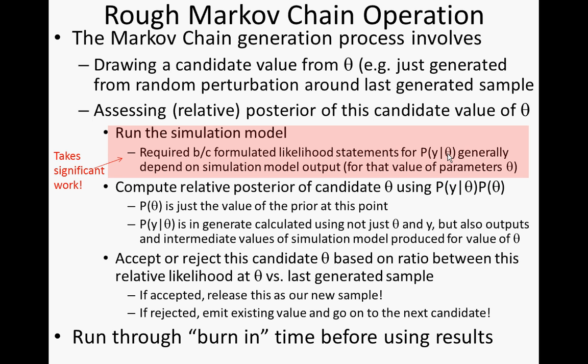In the second step, we compute the relative posterior. We're going to take this assessment, that we can compute the likelihood of the observed data in light of theta in the associated simulation model output implied by theta. So that will give us P of y given theta, and then we'll multiply it times P of theta.